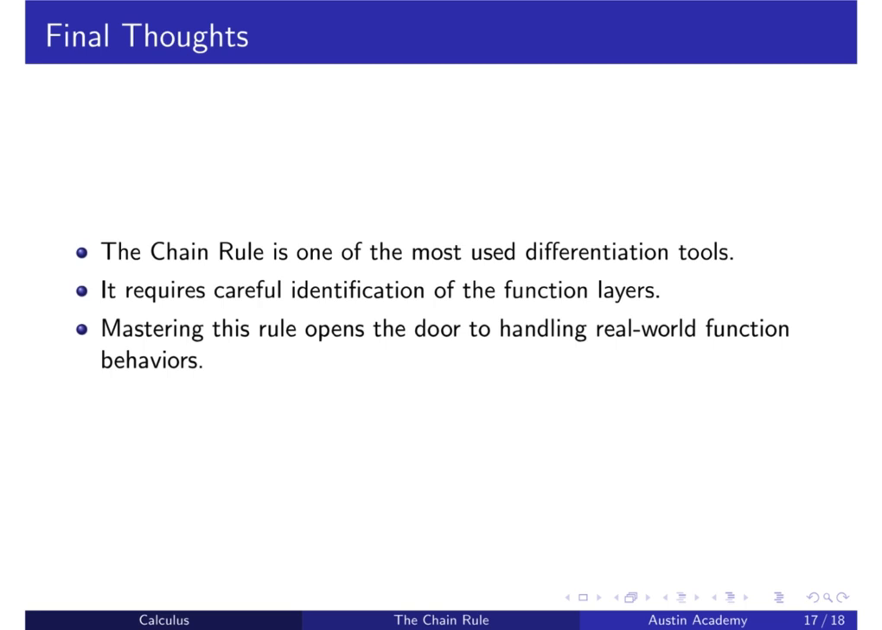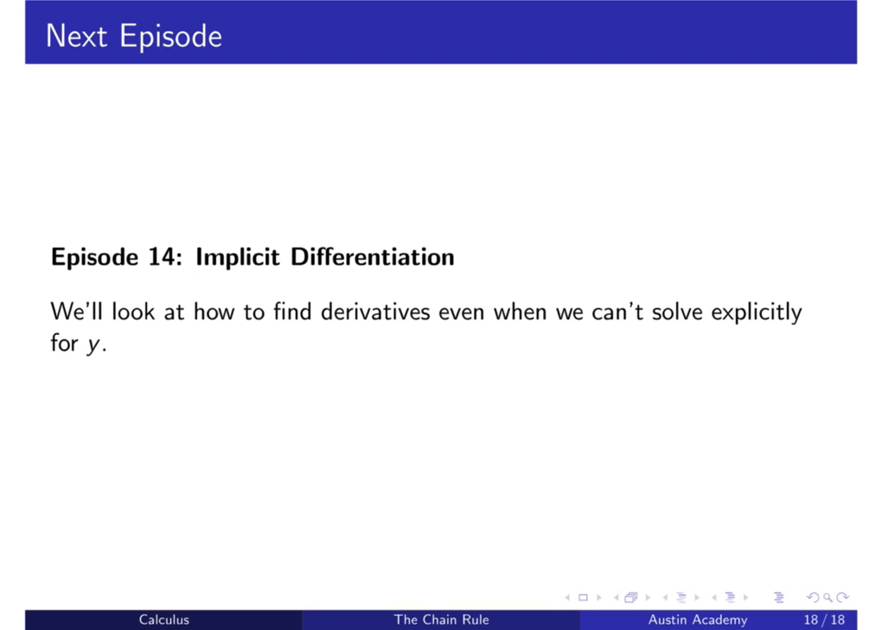Final thoughts. The chain rule is one of the most powerful differentiation tools in calculus. To use it well, you have to carefully identify the function layers. Once you master it, you're better prepared for more advanced applications, even outside the classroom. Coming up in episode 14, we'll dive into implicit differentiation, learning how to find derivatives even when we can't solve explicitly for y.